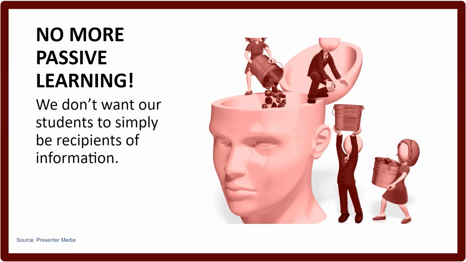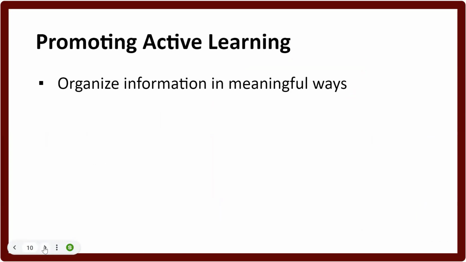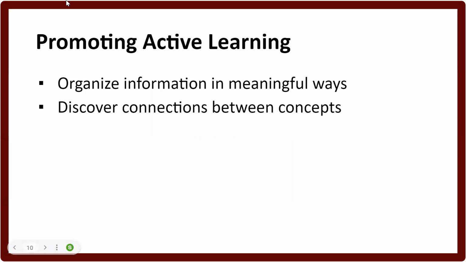at a deeper level. So I want to show you some different things that we want to do to promote active learning and how Jamboard can be used to do that. So the first thing is we want our students to have opportunities to organize information in meaningful ways. And this involves doing things like categorizing and sorting information and really trying to think through how does information connect to other information. And that goes on to our next point, which is to discover the connection between concepts.